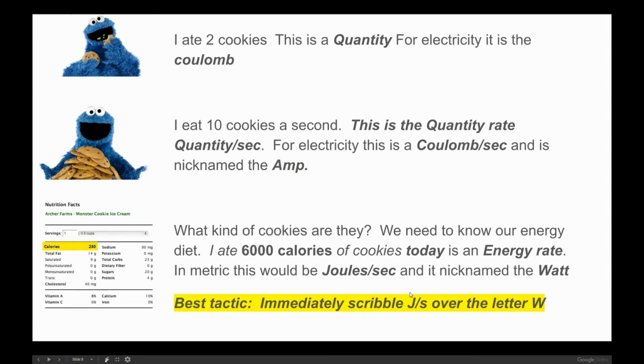Now, how do we understand this? I ate 2 cookies. This is a quantity. For electricity, it is the coulomb. 2 cookies is like 2 coulombs. I eat 10 cookies a second. This is a quantity rate. Quantity per second. 10 cookies per second. For electricity, this is a coulomb per second and is nicknamed the amp. So I could be a 10 amp cookie monster.